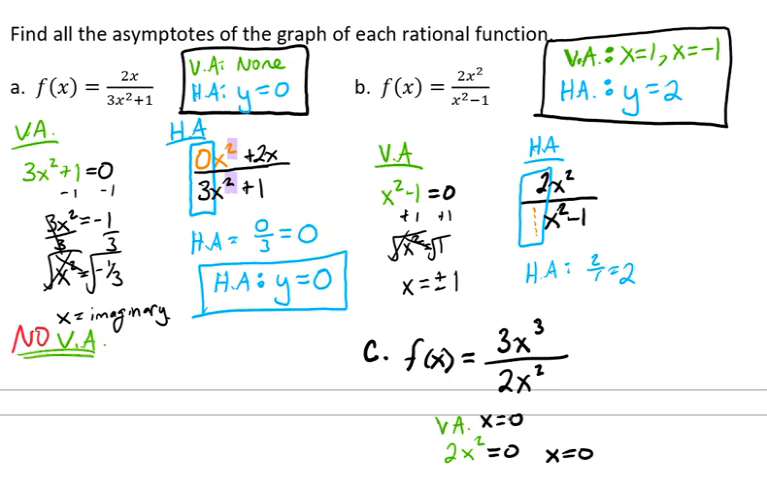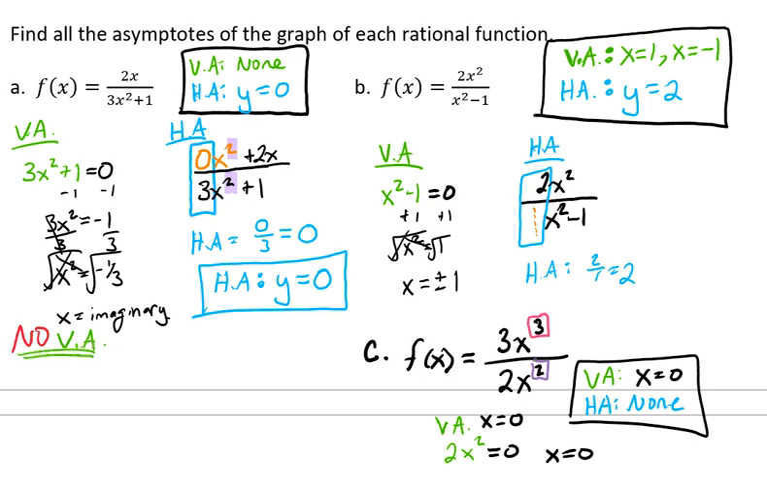But for our horizontal asymptote, we'd look at it and go, gosh, our 3 is bigger than our 2, which means that we can't do it. So here, for our horizontal asymptote, we would have none. Okay, so our vertical asymptote would have been x equals 0, and our horizontal asymptote would have been none. Again, it would have been none because my numerator's degree is larger than my denominator's degree.